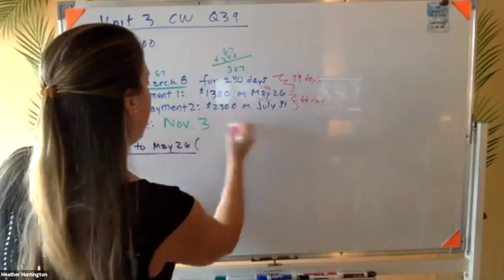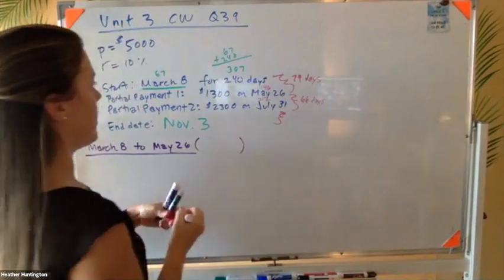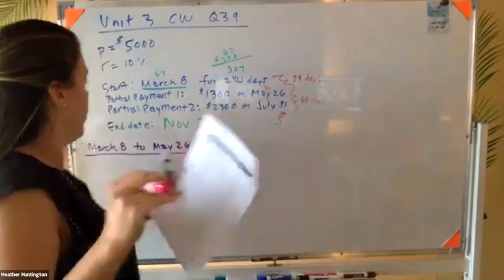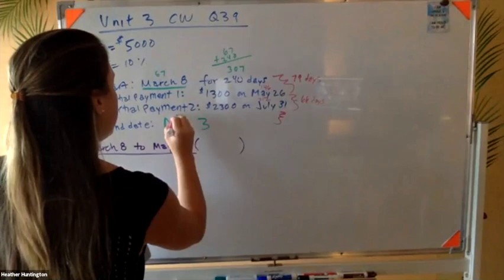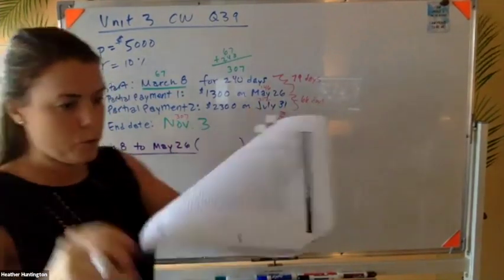And then from that to November, so there's going to be 3 full periods. From July 31st until November 3rd, the 307th day, I'm going to do 307 minus 212.